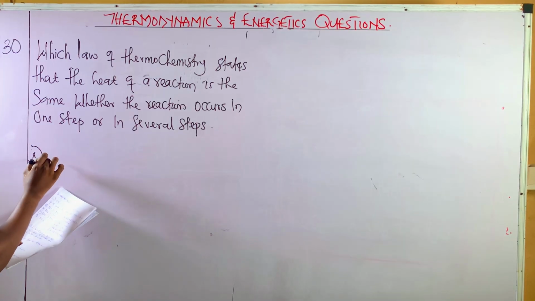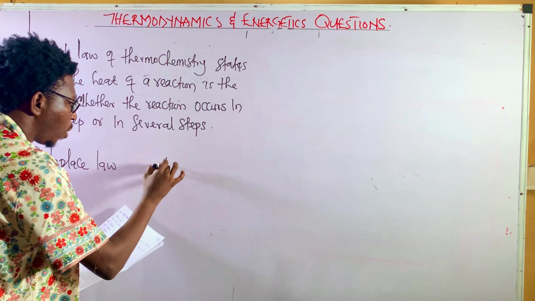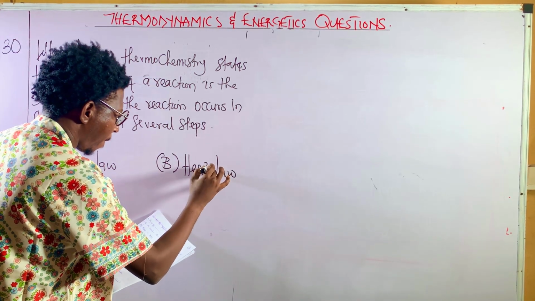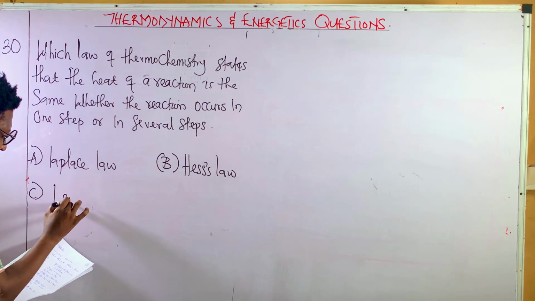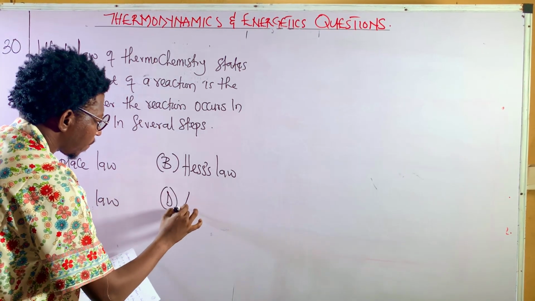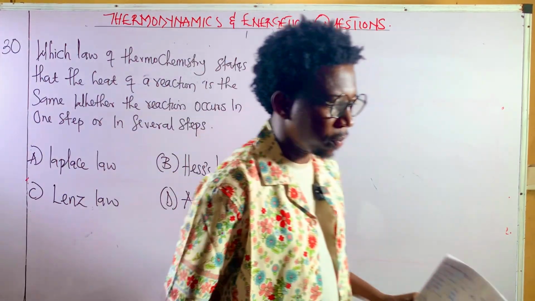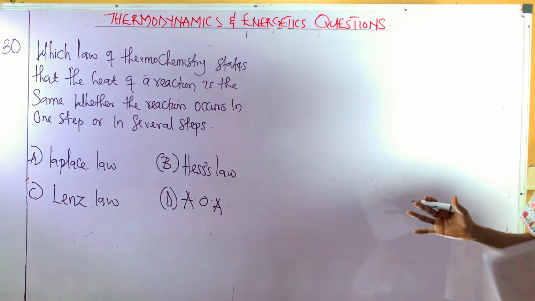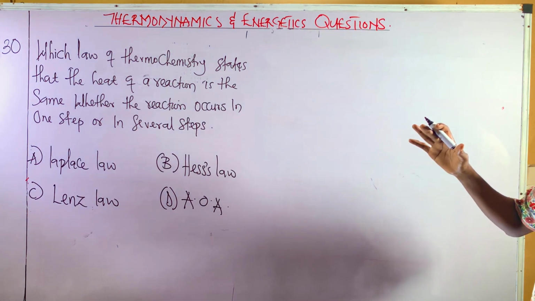Option A, Laplace law. Option B, Hess law. Option C, Lenz's law. Option D, all of the above. So I hope you have this in your note. Pause it and write, then choose any option, then play back to see the correction and see if you are correct.